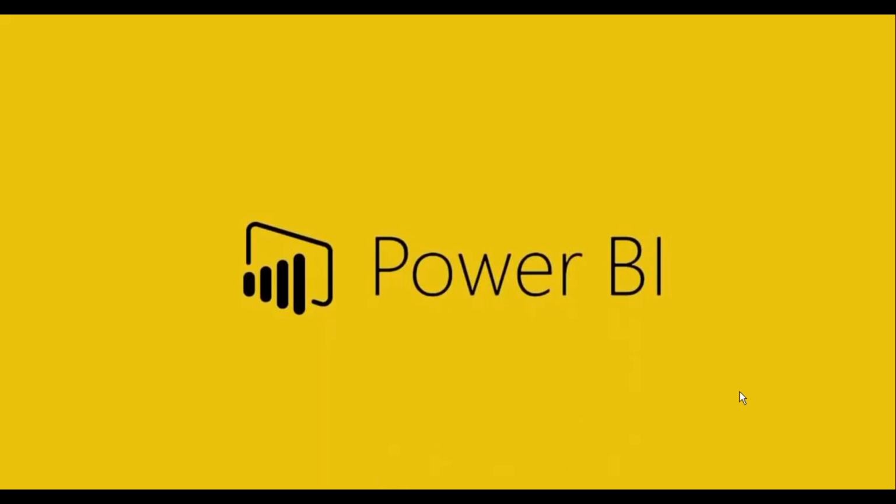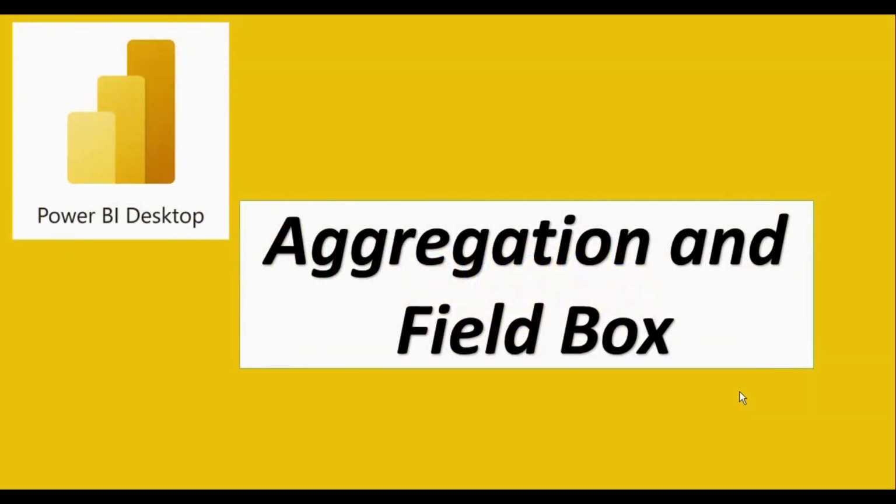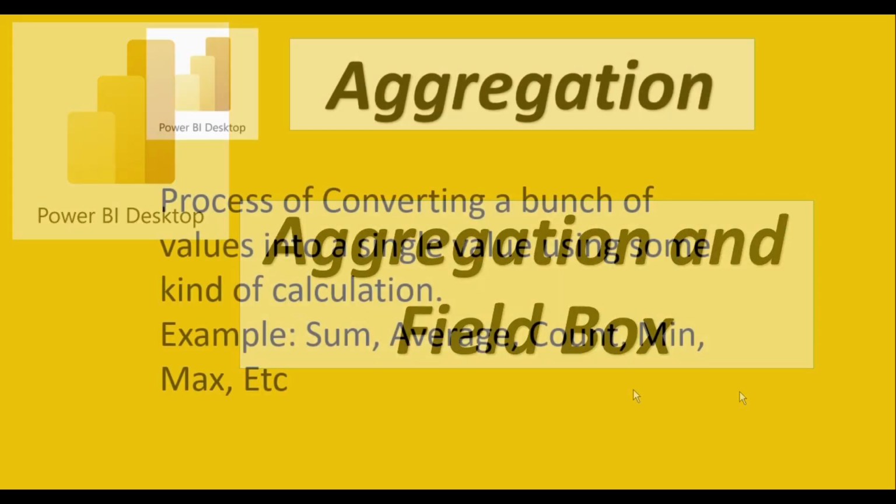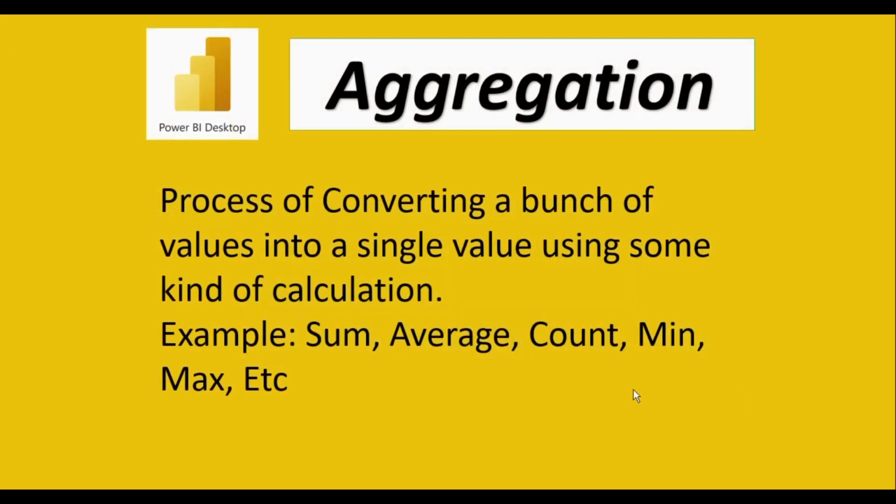In this video, let's understand aggregation and field well in Power BI Desktop. Let's begin. Aggregation is a process of converting a bunch of values into a single value using some kind of calculation. For example, we know sum, average, count, minimum or maximum convert a bunch of values into a single value. Now let's open Power BI Desktop.